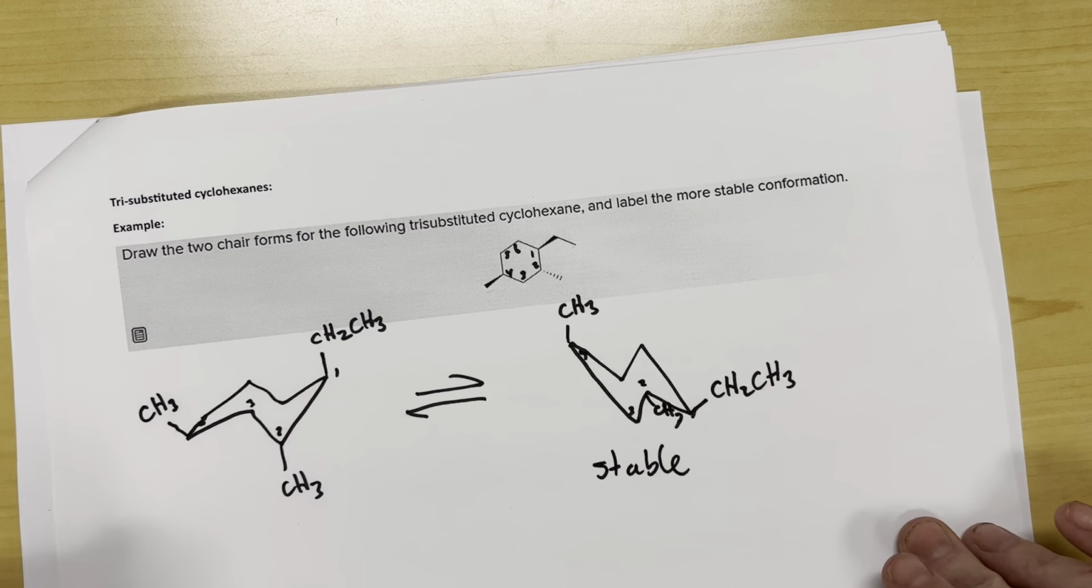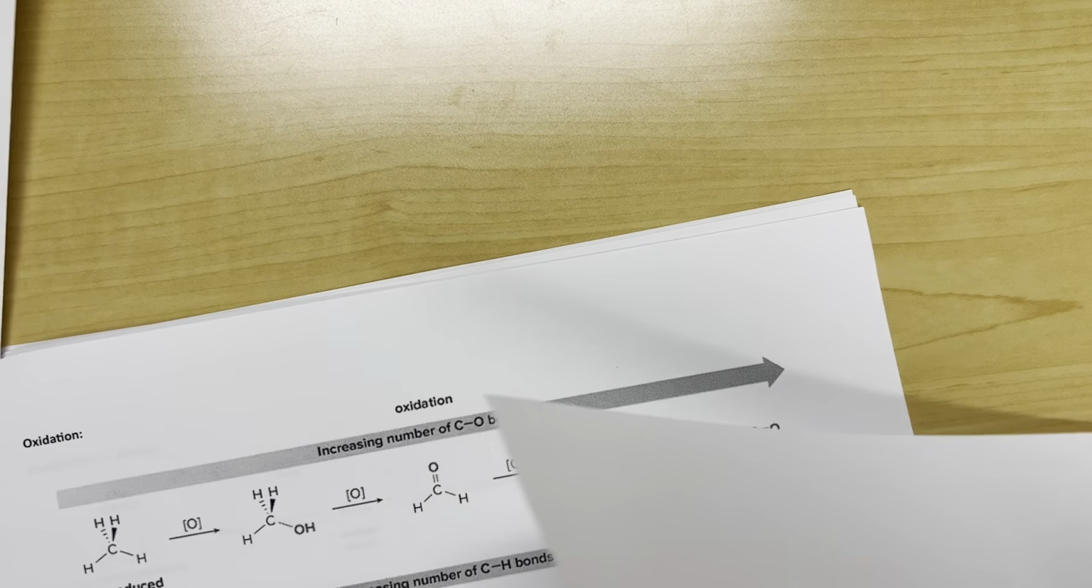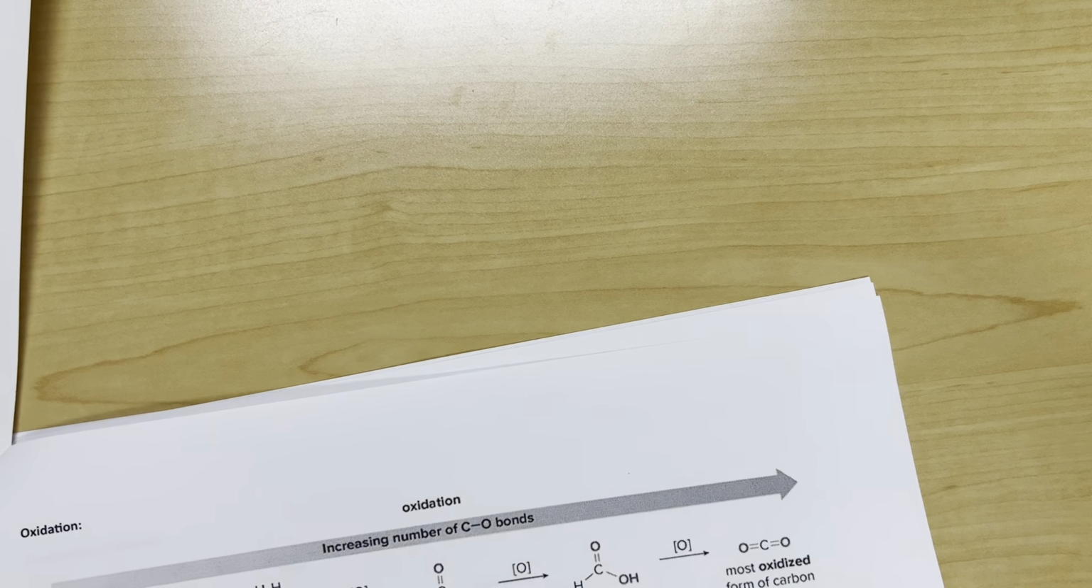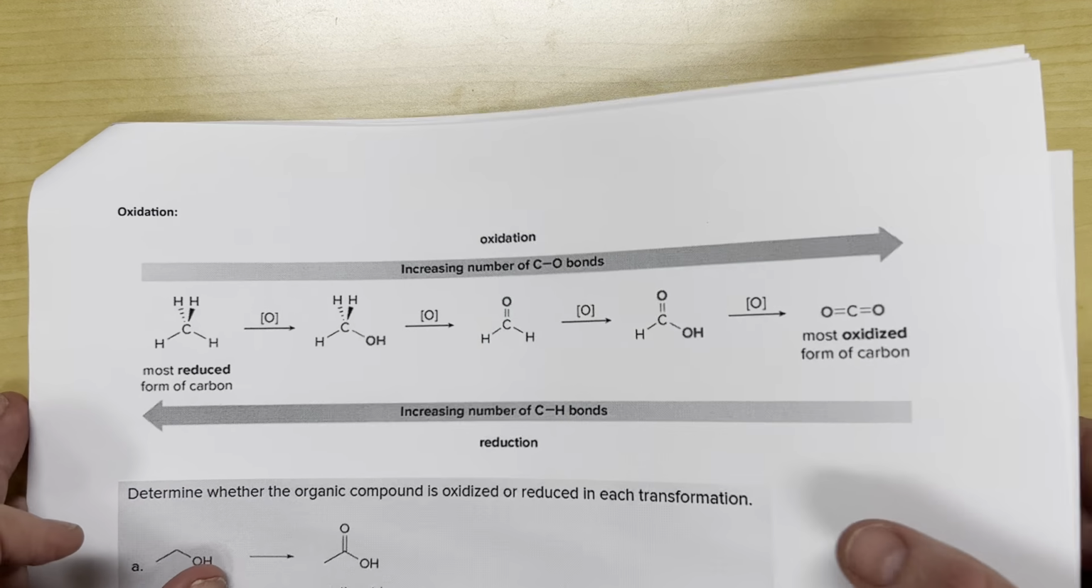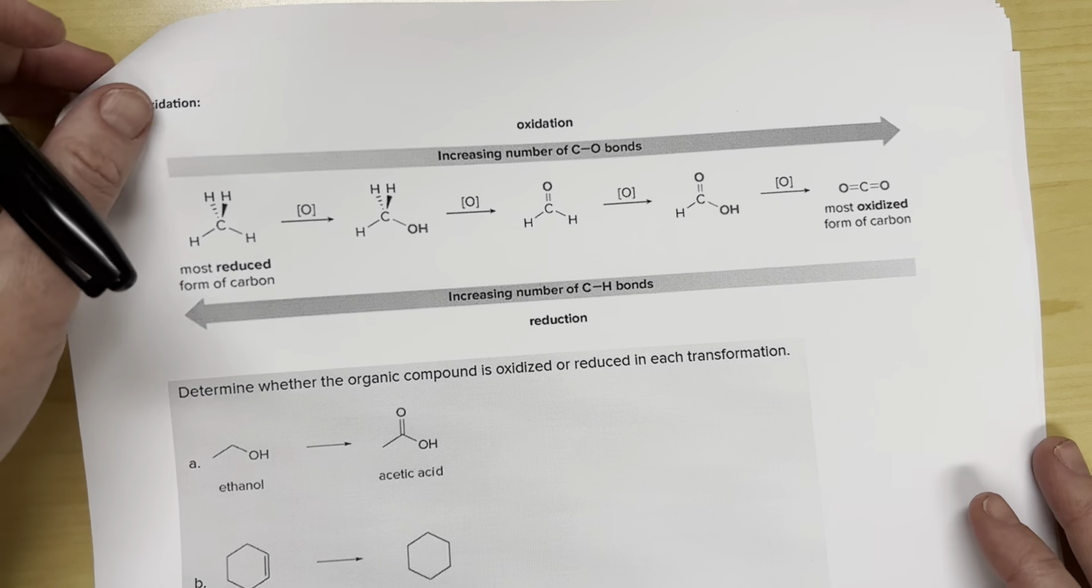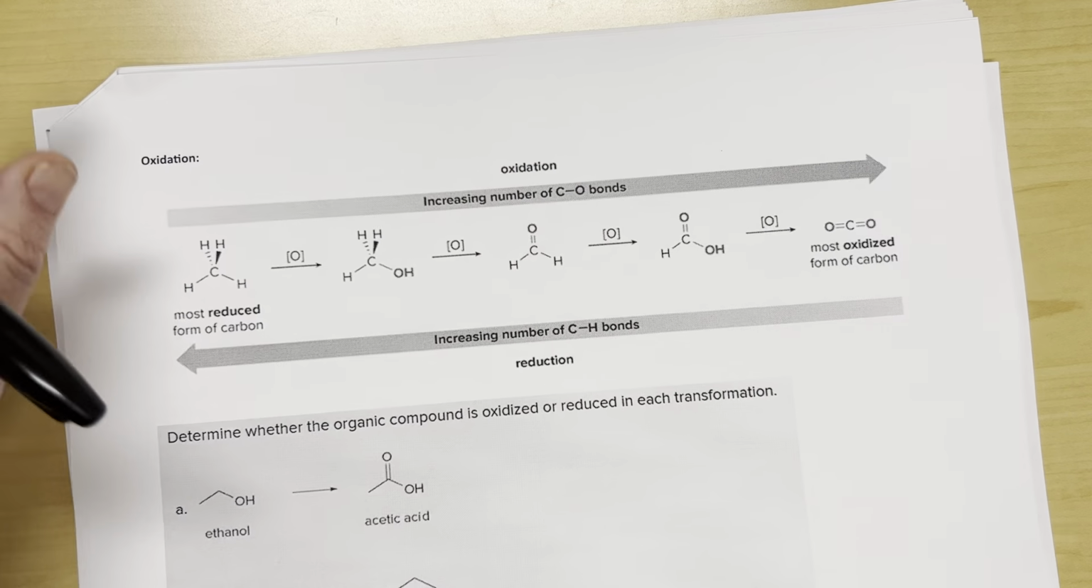All right, let's see where we're at now. Ooh, oxidation reduction. Anyway, so practice those chair conformations. It definitely takes some practice. As you can see, I still can't draw the one conformation very well. I don't know why. Maybe you guys can give me some tips.